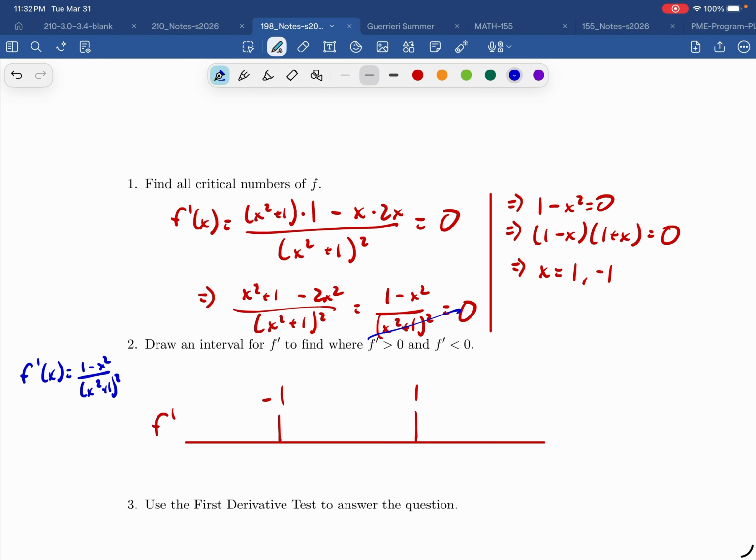Okay, so we'll plug something into here. Maybe plug in negative 2, right? We see that the top is going to be negative. We're going to get a negative over, well, the bottom is always a positive, so we have a negative. So we have negative here, right? If we plug in 0, I hope you see we're going to get a positive, right? It's 1 over 1. And if we plug in a positive number, say 2, we're, again, going to get a negative over a positive.